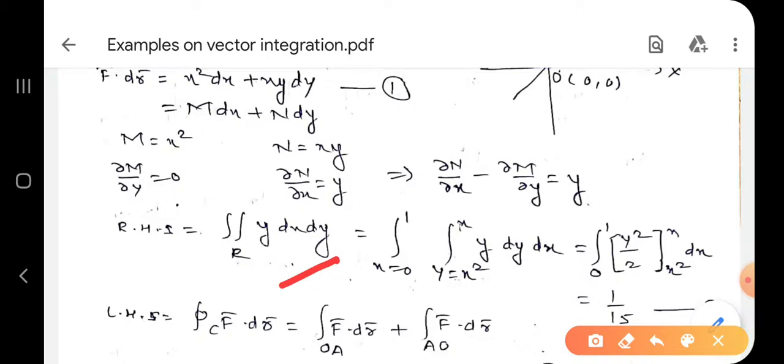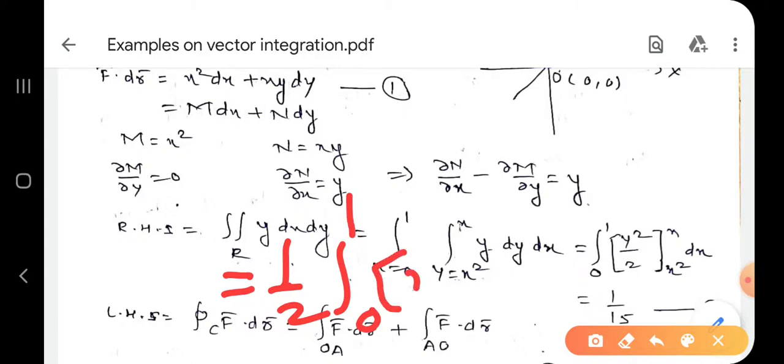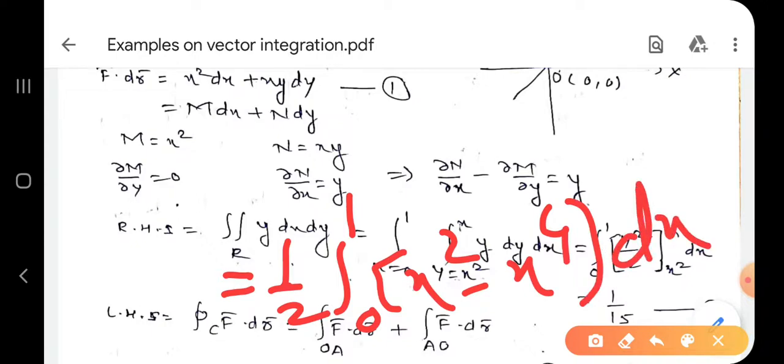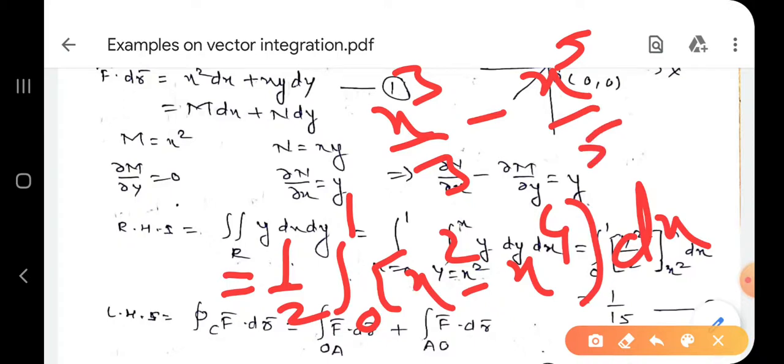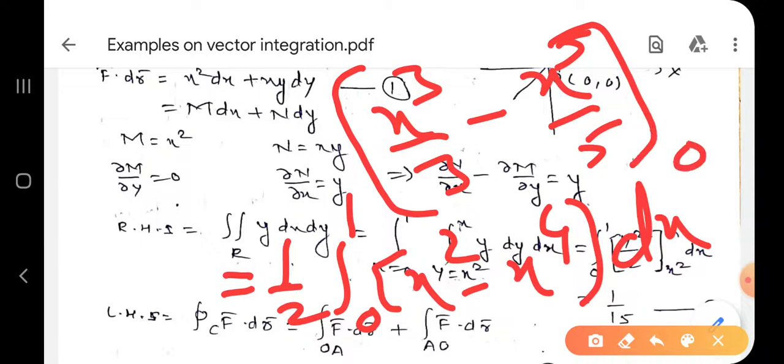So what is the integration of y? y square by 2, with limits x square to x. Now we just evaluate this. 1 by 2 outside, integral 0 to 1, x square minus x raised to 4 dx. In place of y we substitute the upper limit and lower limit. Integration of x square is x cube by 3 minus integration of x raised to 4, which is x raised to 5 upon 5, with limits 0 to 1.